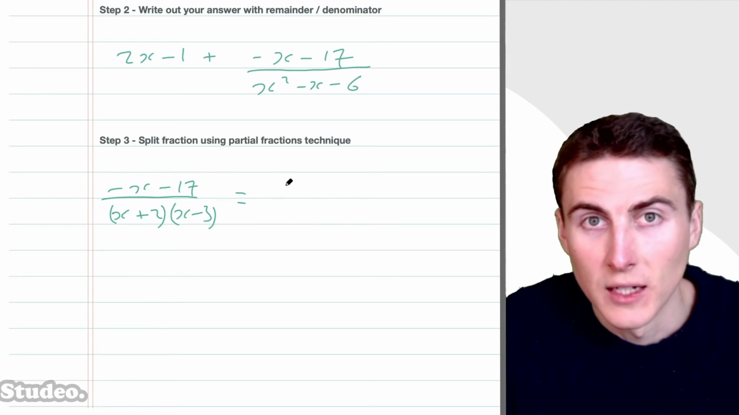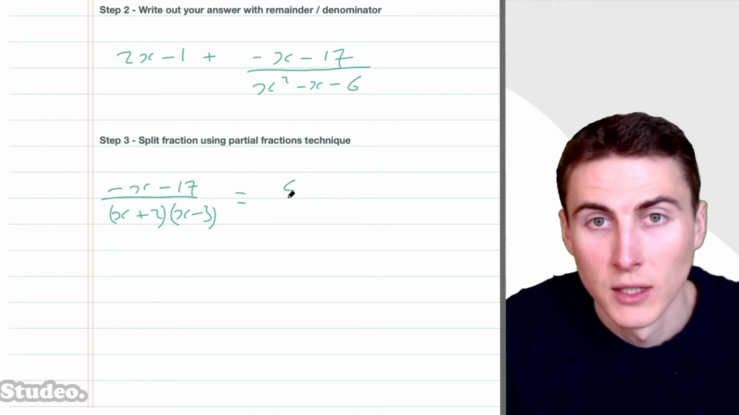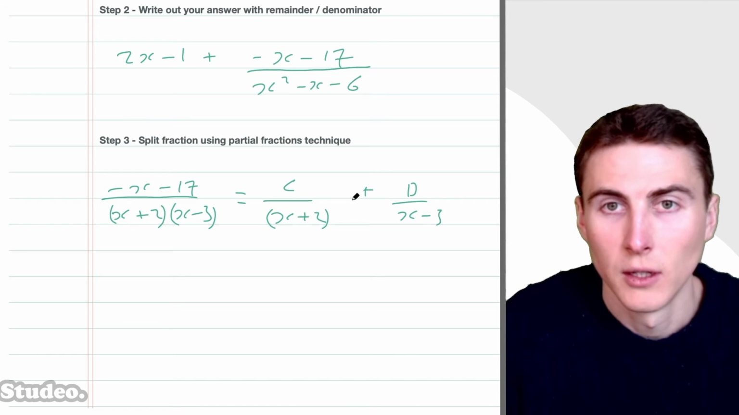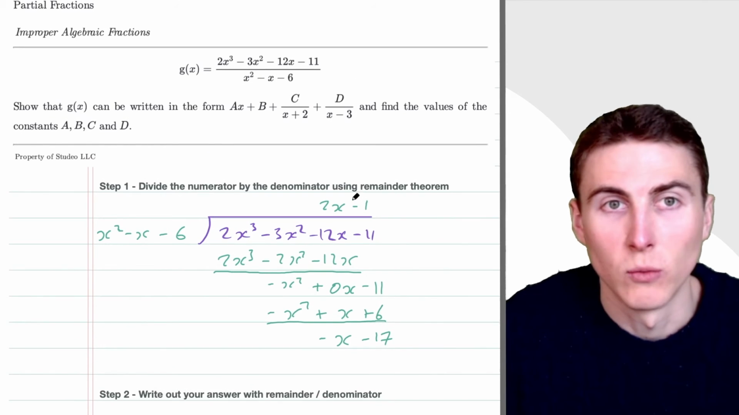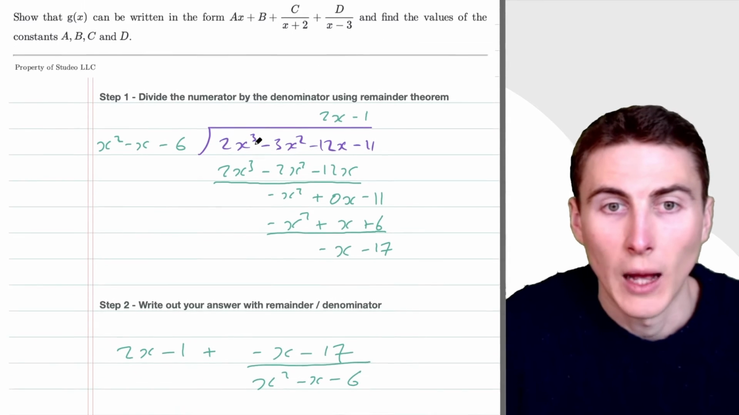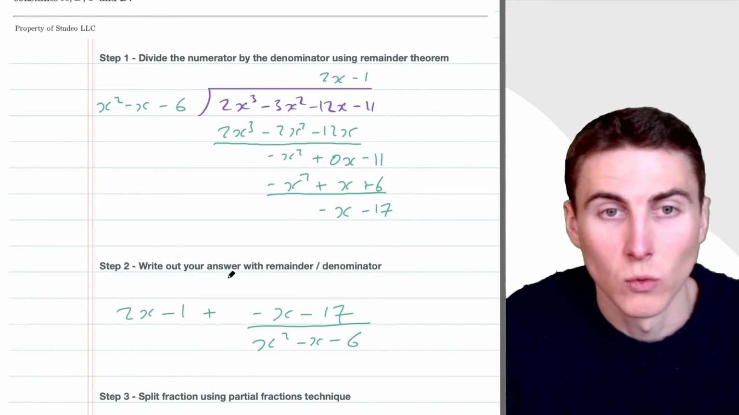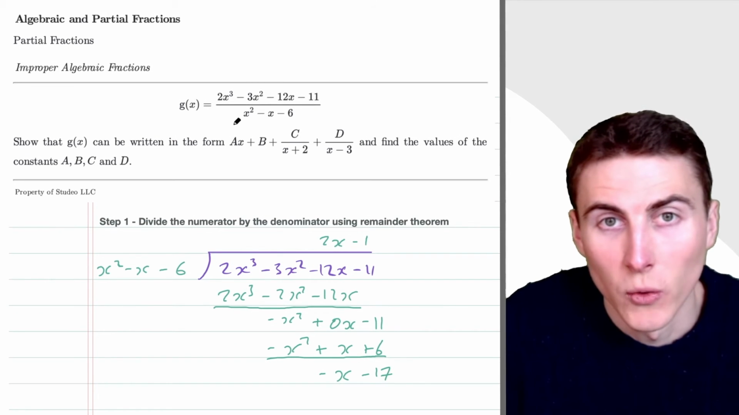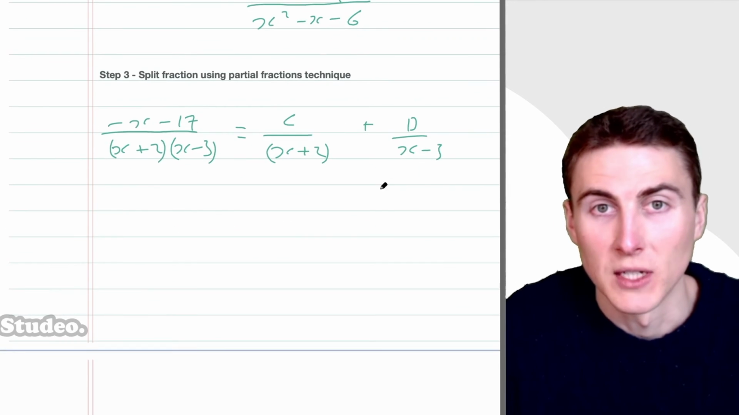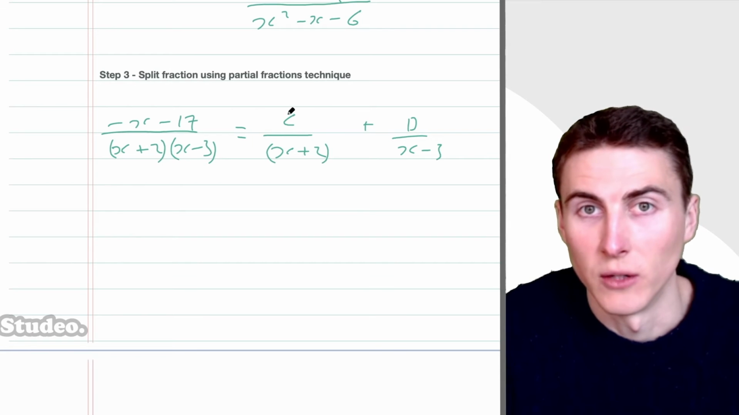And that is then going to become our c over x plus 2 plus our d over the x minus 3. And hopefully this is making sense. If we look back to what they wanted, we have ax plus b, and we know that bit there is the 2x minus 1. So we know we're going to get 2x minus 1, and now we just need to find the c and the d. So that's basically what I've tried to do here with the c and the d.